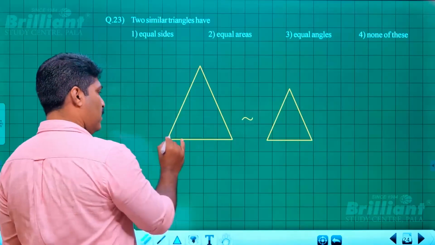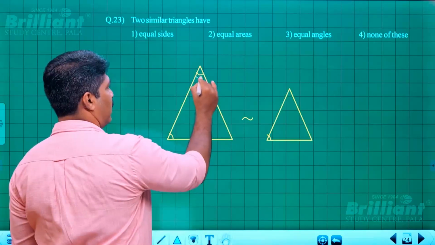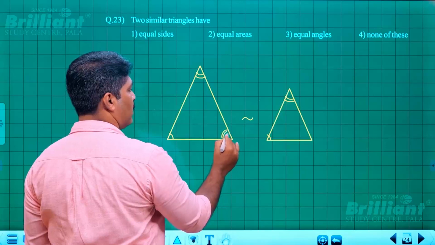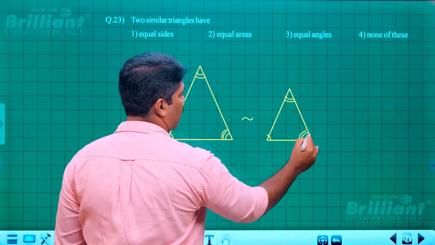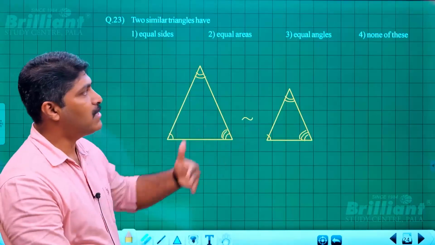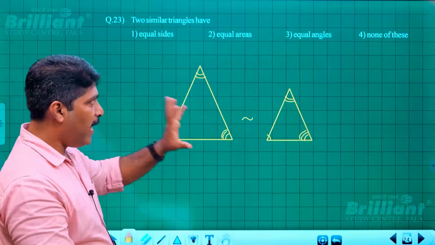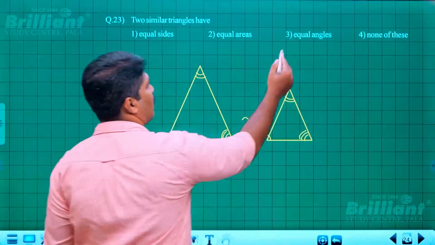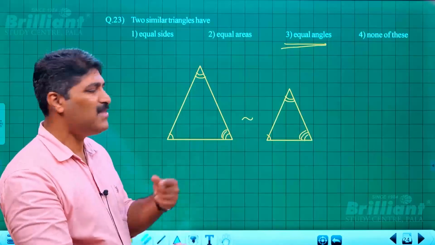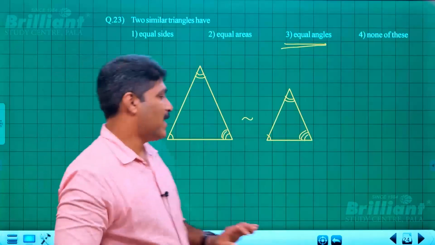Therefore, this angle is the same as this angle, this angle is the same as this angle, and this angle is the same as this angle. Here we are sure the corresponding angles are the same. Not sides, not area, only the case of equal angles. Equal angles in the sense corresponding angles are equal. That's the only condition.